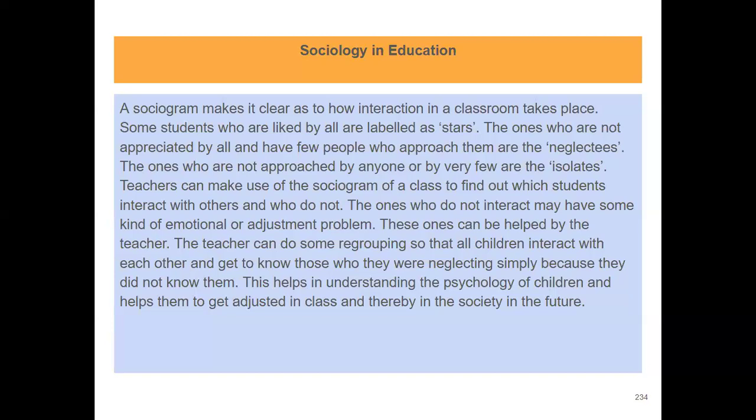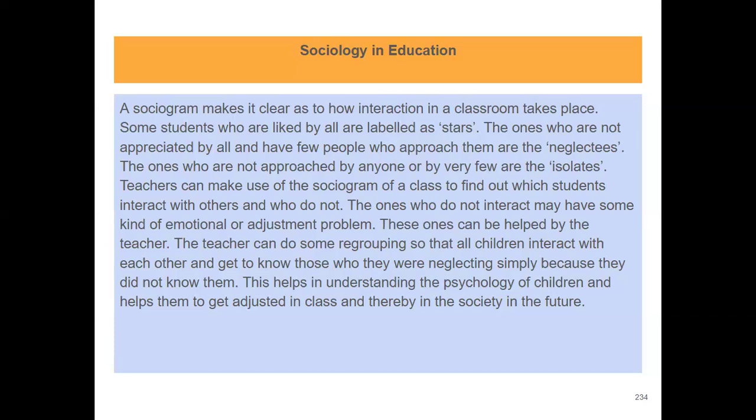Teacher should know all these children. Why? Her duty is to take all of them to a better place. If she can't understand, she can't see the different kinds of interactions in the classroom. She's unable to find them. The stars, normally she can recognize, but neglectees and isolates. Some teachers also may neglect some children, make some children be isolated. See, if you are to be a teacher, please don't do it.